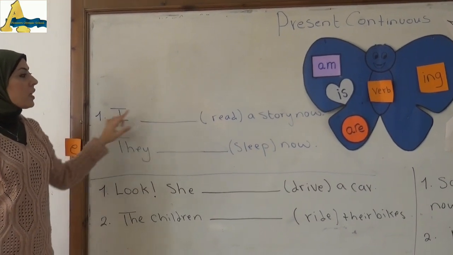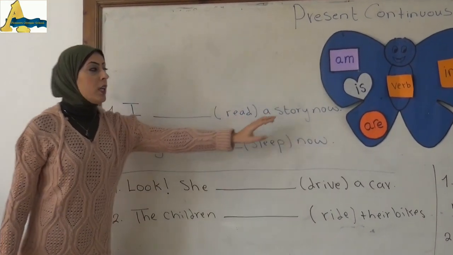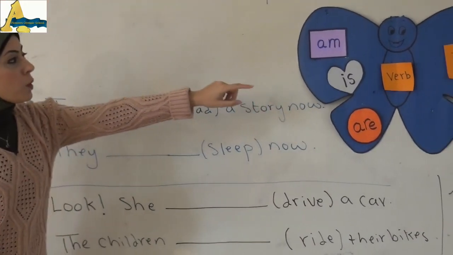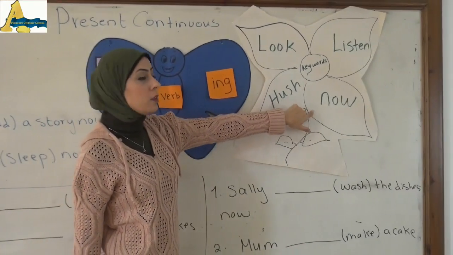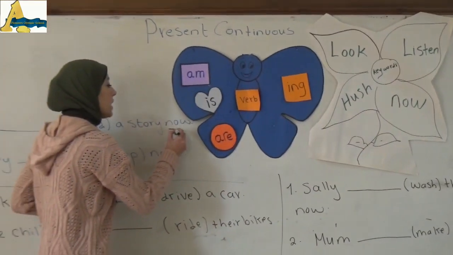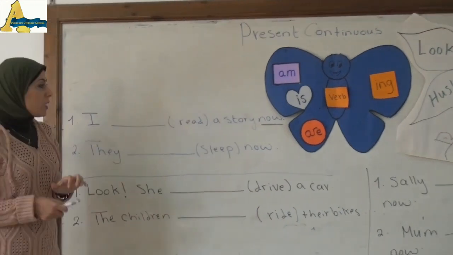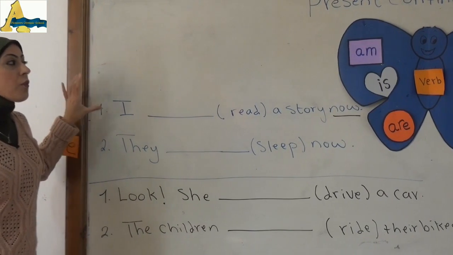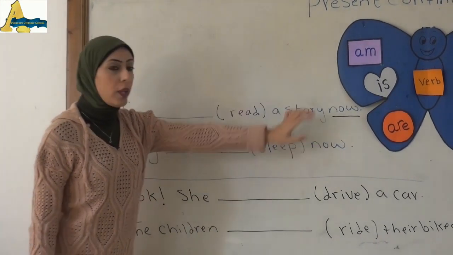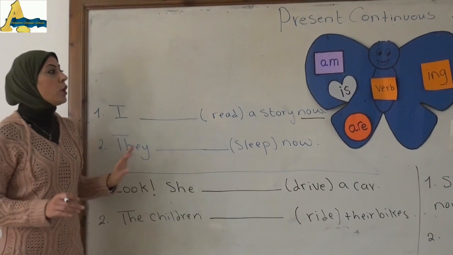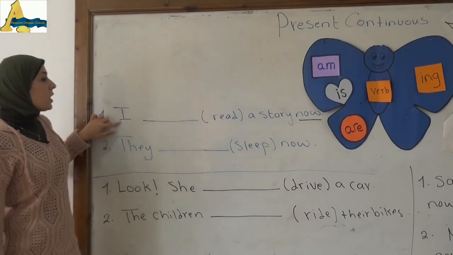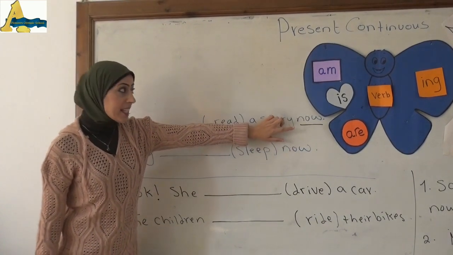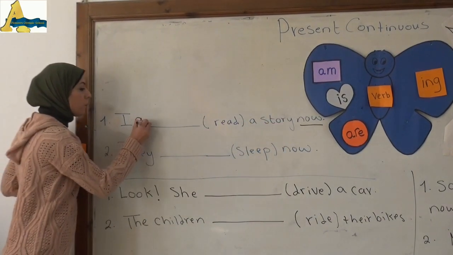Let's start here. I read a story now. Here, where's the keyword that I told you? Let's go to our flower. We will find the keyword now. So here it's the keyword for the present continuous. Now, if I want to answer this sentence, I have to go back to our butterfly. Okay, now I know that all of you drew your own butterfly. Let's look here. I will take am or is or are. Excellent. It will take am.